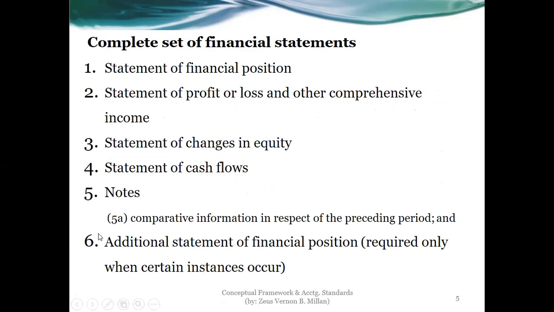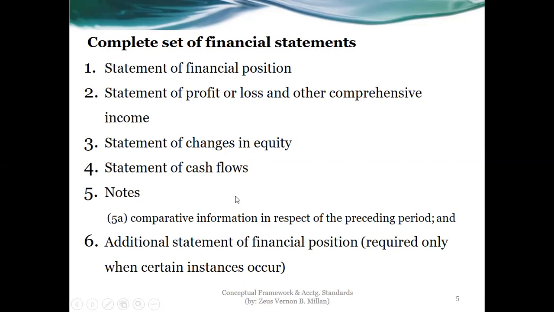The 6th one actually is not mentioned, but of course, to comprise the complete set, there are 6 of them. Statement of financial position, which is formerly known as the balance sheet. Statement of profit or loss and other comprehensive income. So there are 2 components: profit or loss, which is formerly known as income statement, and the OCI or other comprehensive income. As a whole, you can call this one a statement of comprehensive income. The third one is statement of changes in equity.